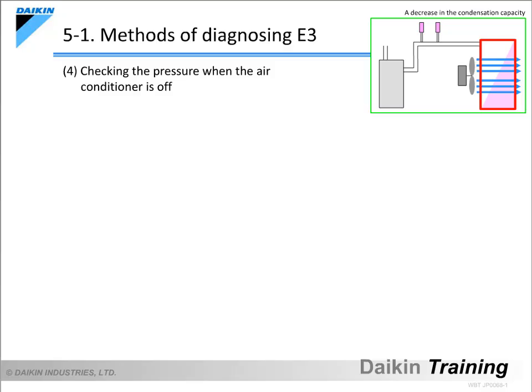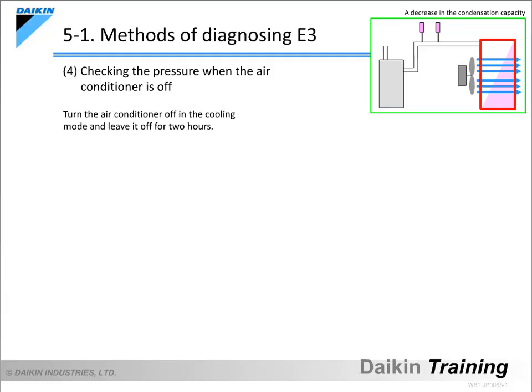The next item to be checked is the pressure when the air conditioner is off. If the pressure during operation is high and there is no problem with the fan, check whether any uncondensed gas has entered the refrigerant circuit. Uncondensed gas accumulates in the condenser as a result of the pump down control conducted for several minutes after the air conditioner is turned off.